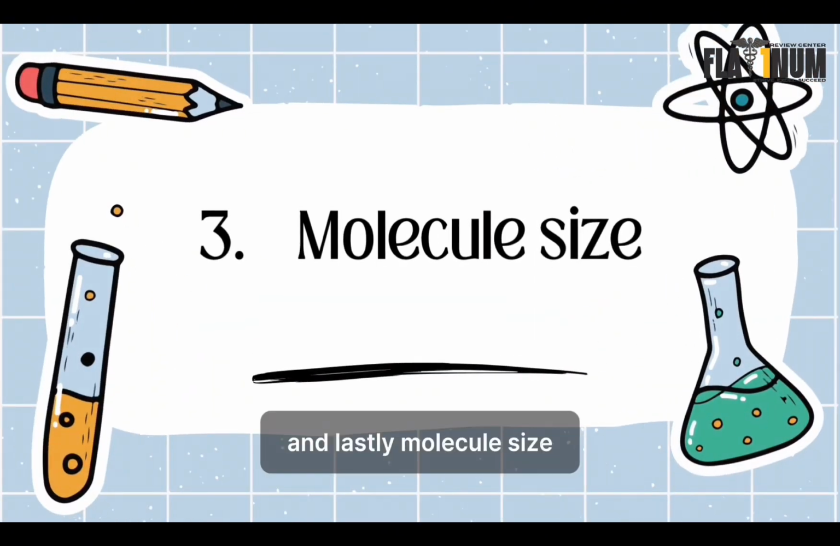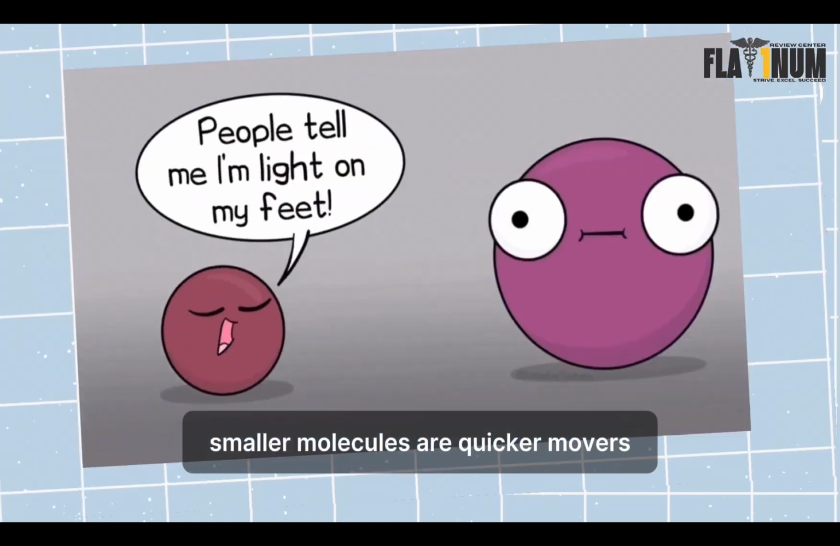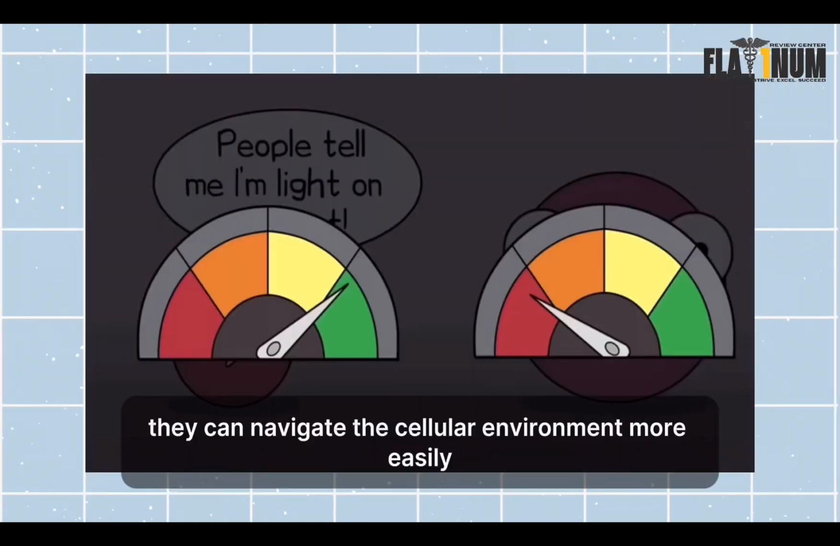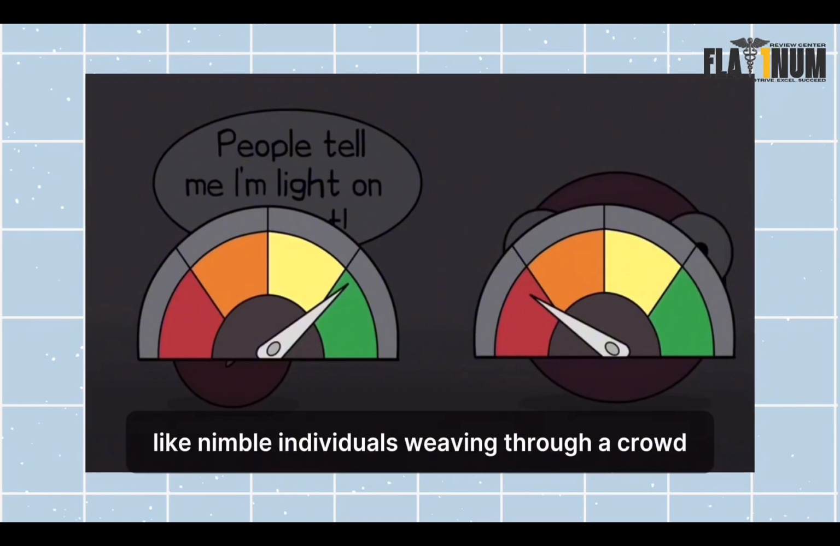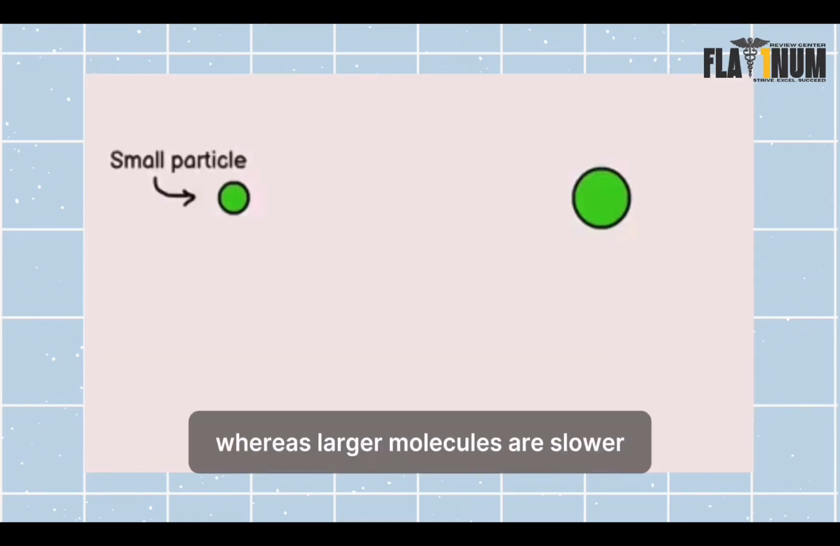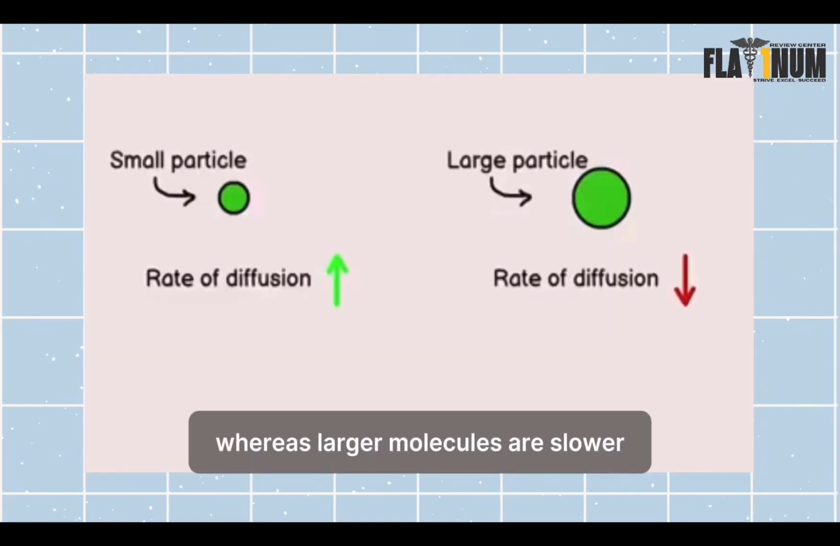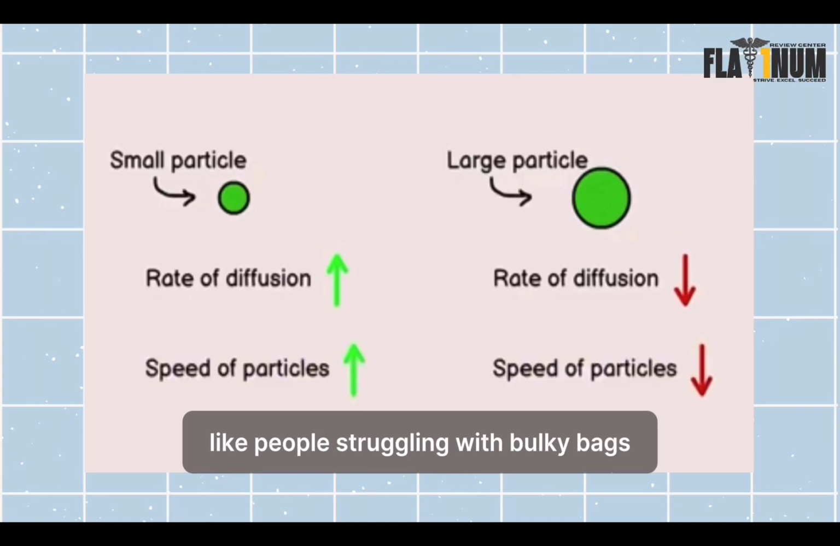And lastly, molecule size. Smaller molecules are quicker movers. They can navigate the cellular environment more easily, like nimble individuals weaving through a crowd, whereas larger molecules are slower, like people struggling with bulky bags.